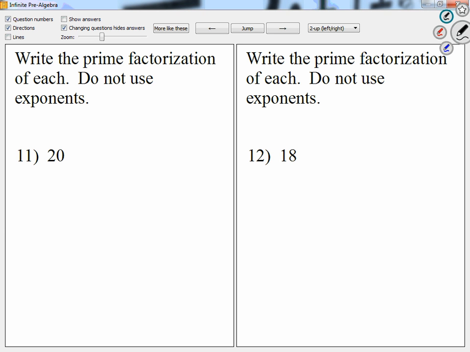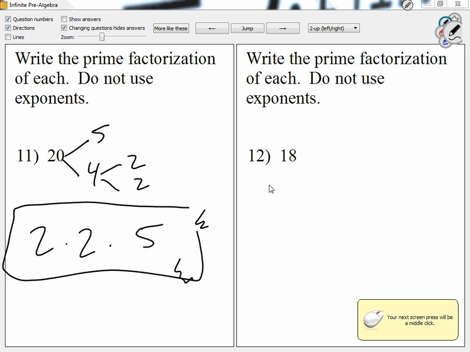Okay, this thing just froze for a minute. Not only it froze, but it erased everything. Alright, so while we're waiting on technology to come back, so 20 we got 2 times 2 times 5, right? That's basically what we did. There you go. Right, any questions for the first 12?